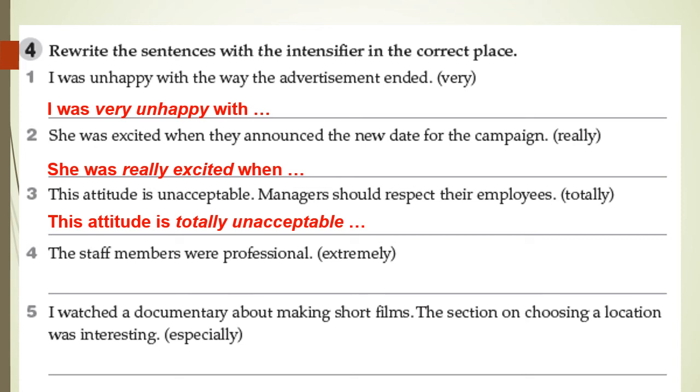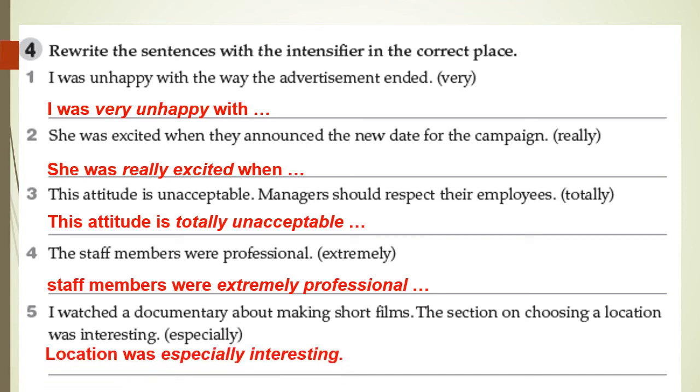Number 4, the staff members were professional. What is the adjective here? Professional. So you are going to write extremely before professional. So the staff members were extremely professional. The last one, number 5. I watched a documentary about making short films. The section of choosing a location was interesting, especially. Where is the adjective here? Interesting. So you are going to say especially interesting. Yes. So you are going to say, I watched a documentary about making short films. The section of choosing a location was especially interesting.